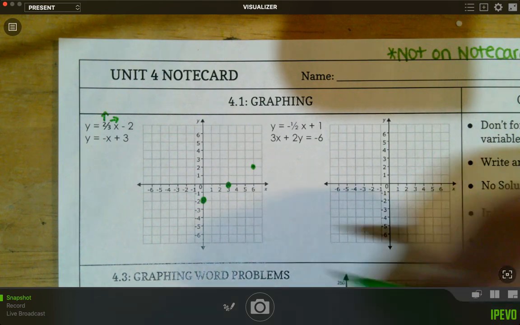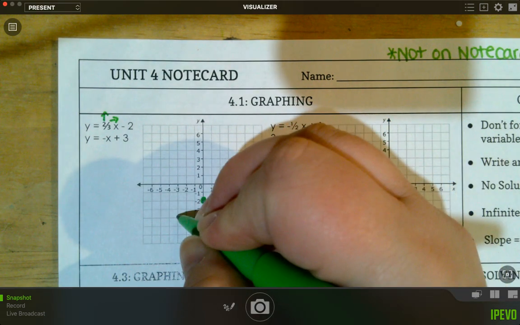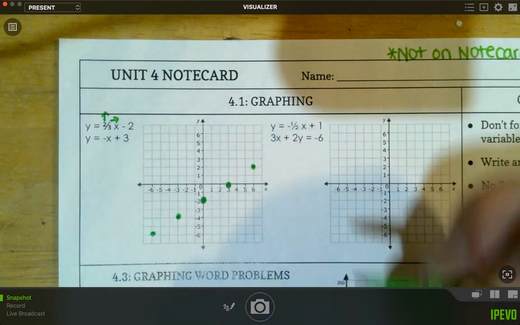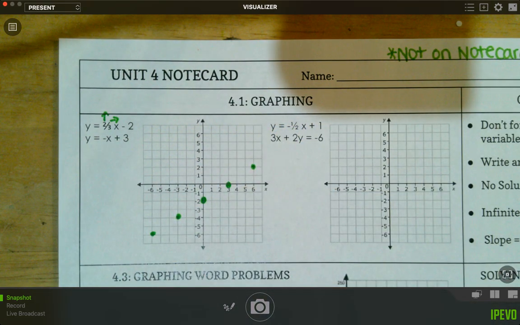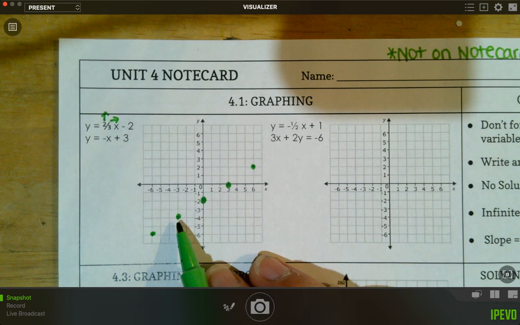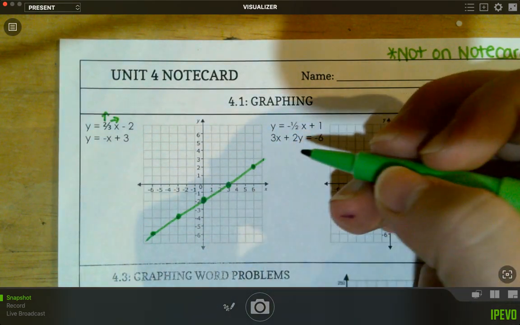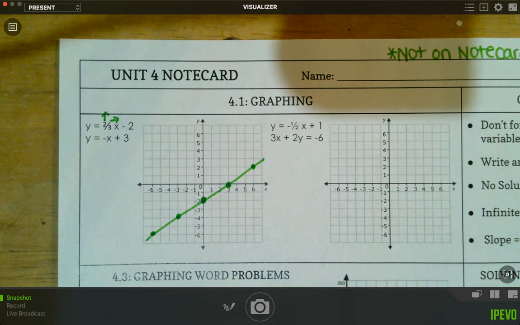I can also go down 2 if I go left 3. So I'm switching both directions here. Instead of going up 2, right 3, going down 2, left 3. If you're going to go down, or if you're going to go left instead of right, you have to switch both directions. And here is my first line. Then the whole point of this is that we graph both lines and we look at where they cross.